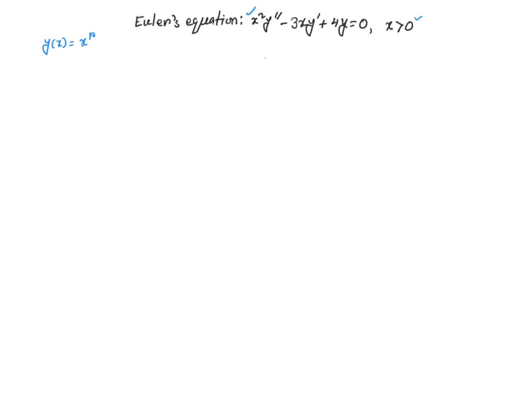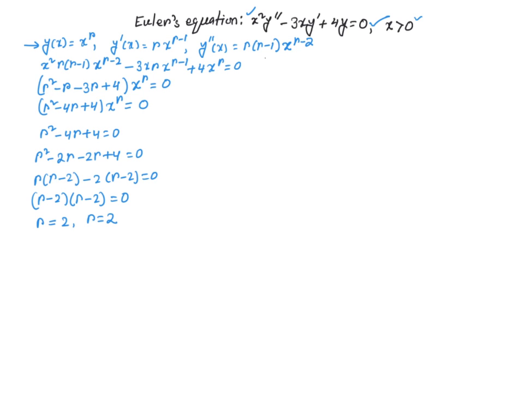Then we are going to go ahead and take the first and second derivative. So the first derivative is r x to the power r minus 1, and the second derivative, y double prime of x, is r times r minus 1 times x to the power r minus 2. Now I'm going to take these values, y prime and y double prime, and plug them into this equation. Once I plug them in, I get the following. It's pretty straightforward algebra. Once you do it, you'll get it.